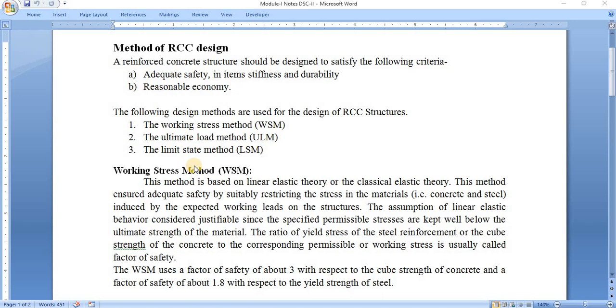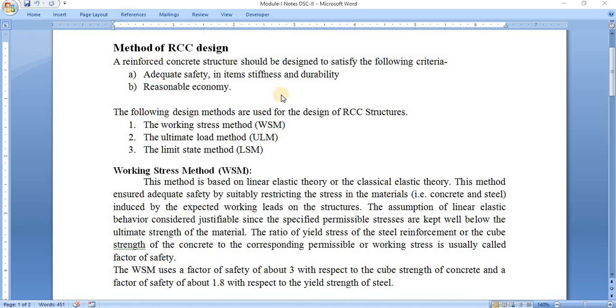So today we are going to start with module number 1. We are going to start with Design of Concrete Structures 2 subject, module number 1. In that, module number 1 generally talks about the limit state of collapse. So what is this limit state of collapse? How this limit state of collapse is related to the design of any structure we are going to see today.